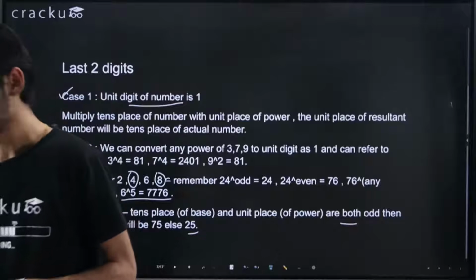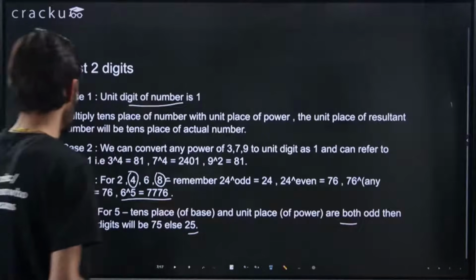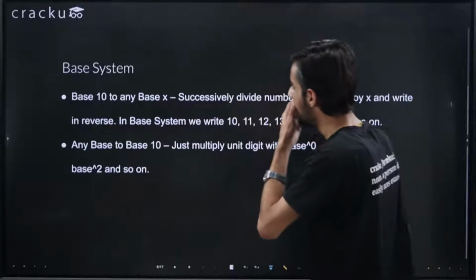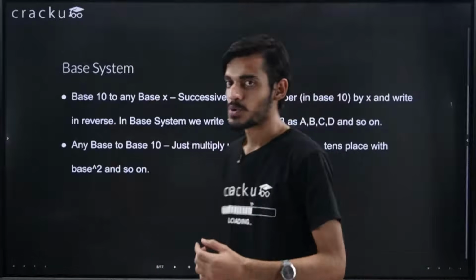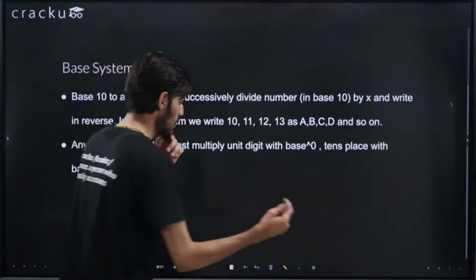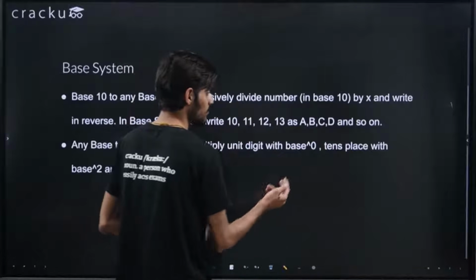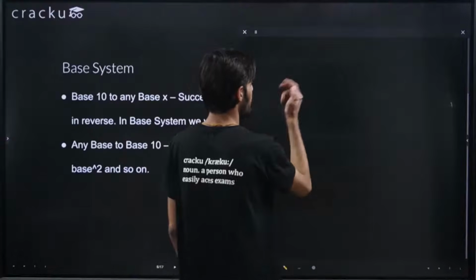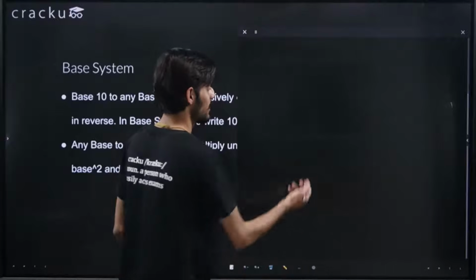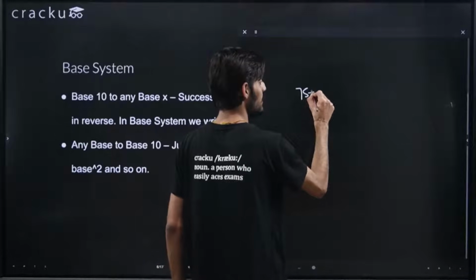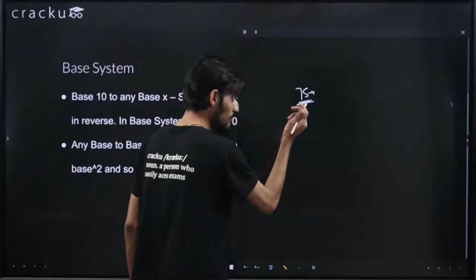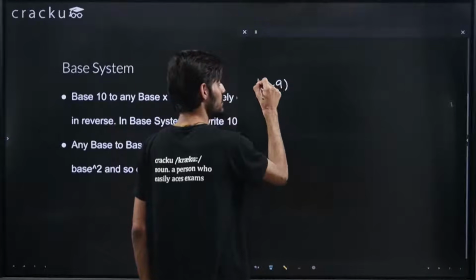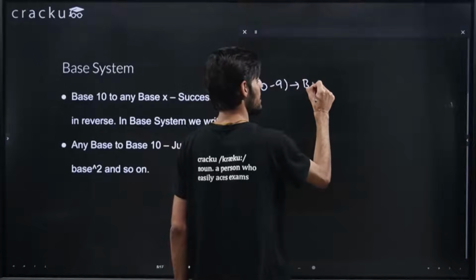Okay, I can't find any doubts. So I can move to the base system. Generally when we write any numbers, we use the decimal system. In the decimal system, the base is 10. That is because when we represent any value, let's say if I'm writing 75, then this is in base 10, because in base 10 we have digits from 0 to 9.